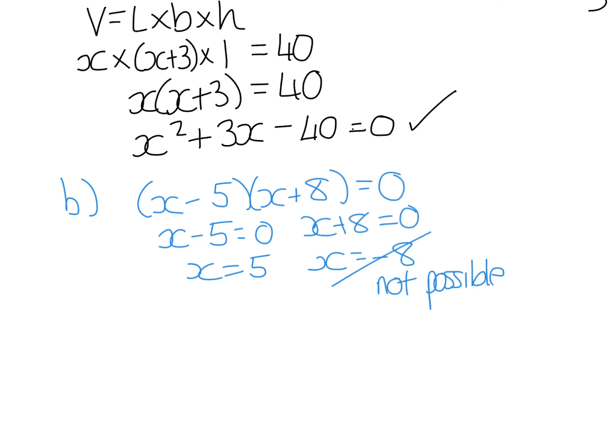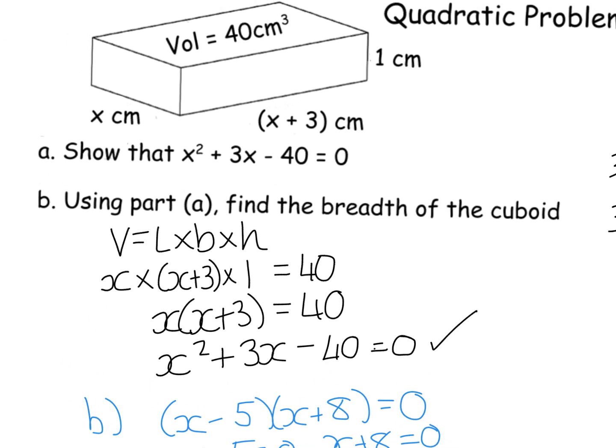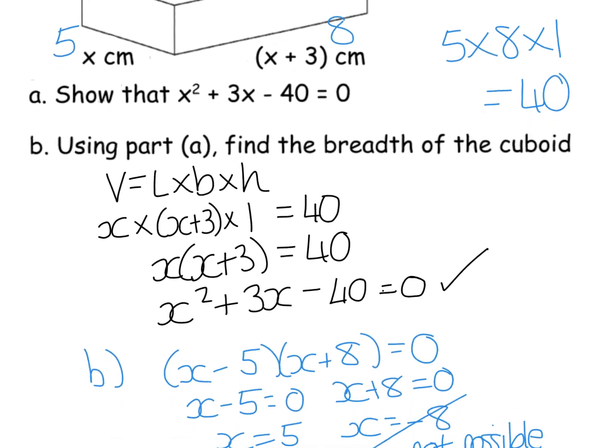X cannot be negative in a context question. Previously, if it was just a bit of algebra with no story around it, x can be a negative number. But in this one, x can't be negative because we're talking about a length of a box. So x is 5. Sorry, they asked for the breadth, so the breadth was 5. The length would be 5 plus 3, which was 8, and the height was 1. 5 times 8 times 1 gives me 40. So actually, I've just checked my answer back. So please, whatever you do, try part A.